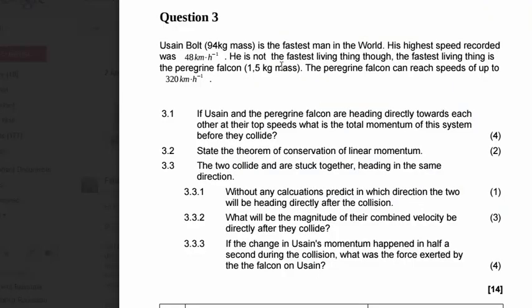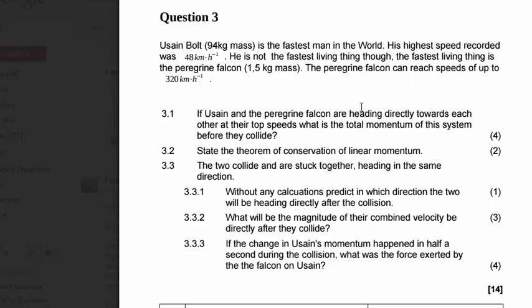This question is a collision question. Most people did it fairly well. I'll just answer some question. You can't use that other formula with collisions. It's talking about Usain Bolt, the fastest man in the world, 94 kilograms. His highest recorded speed was 48 kilometers per hour. That is incredibly fast, but he's not the fastest living thing. The fastest living thing is the peregrine falcon, 1.5 kilogram mass, which can reach speeds of up to 320 kilometers per hour.